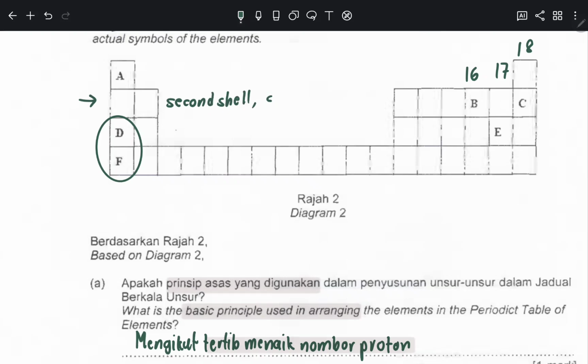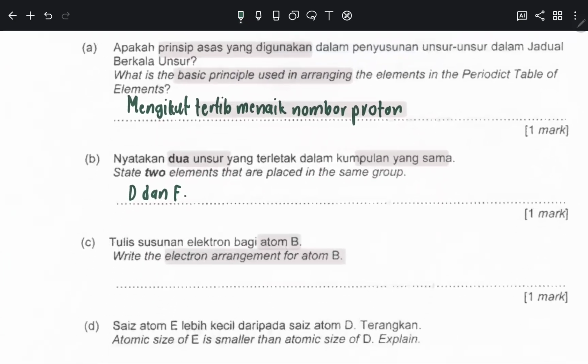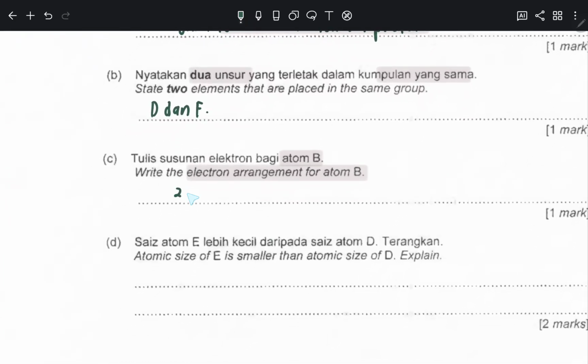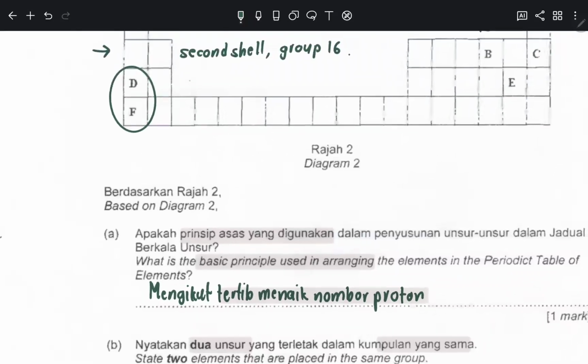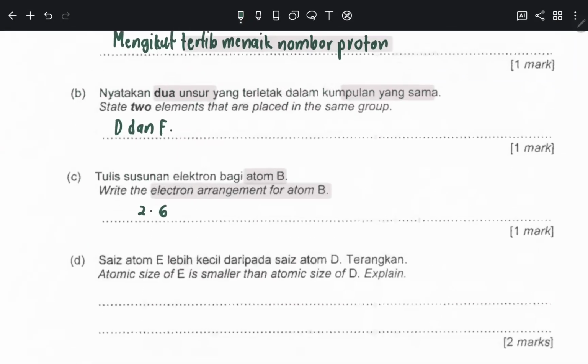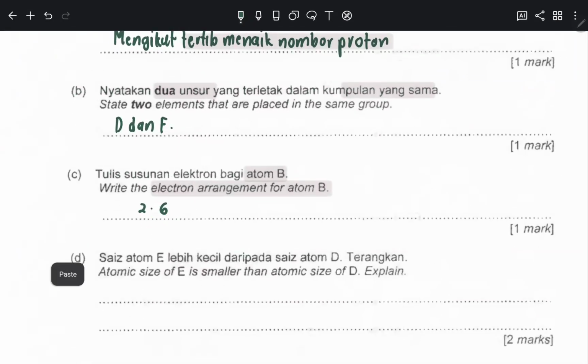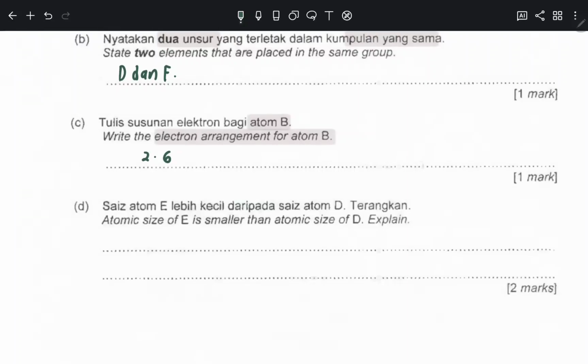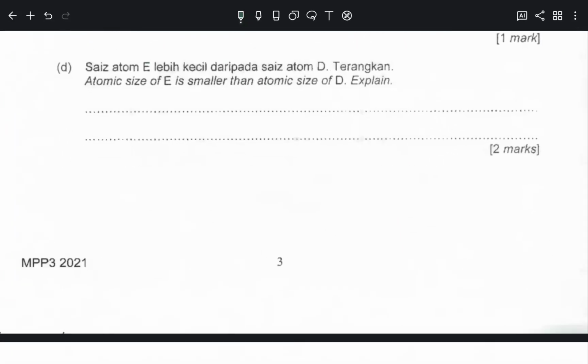Group 16. So the valence electron is 6. So 2 shells means 2.6. Correct. 2 shells and group 16. Correct, because the valence electron is 6. Okay, then done. Okay, this is an important question.